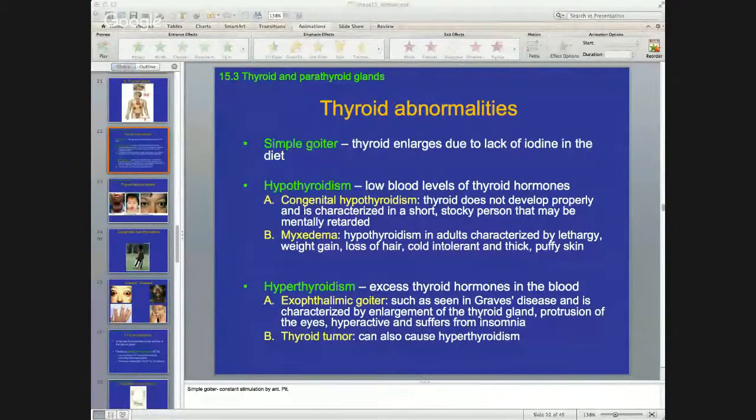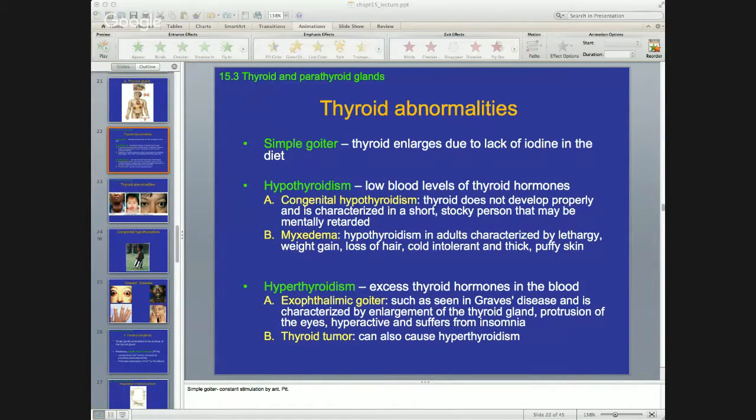So thyroid abnormalities, we talked about simple goiter, which is caused by constant stimulation by the anterior pituitary. It's due to a lack of iodine in the diet. The body detects that lack of iodine, so to compensate, the anterior pituitary will keep stimulating the thyroid gland, but because there's no iodine to make the hormones, the thyroid gets enlarged, and that's known as simple goiter. That's shown there.